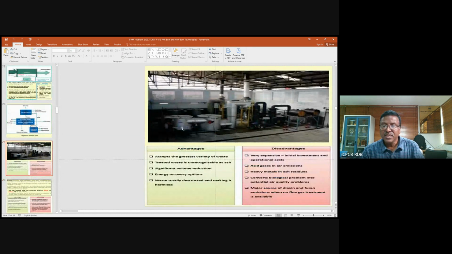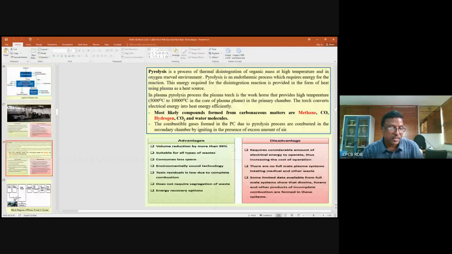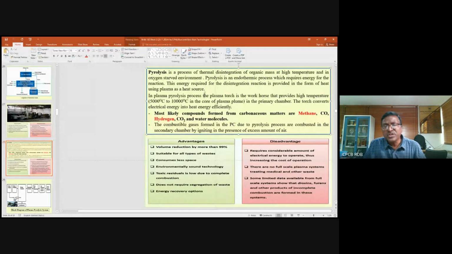This is the primary chamber, and this is the secondary chamber, passing through various air pollution control systems. These are all the air pollution control systems. Once the waste gas is cleaned through the air pollution control system, it goes for the final discharge into the emissions.